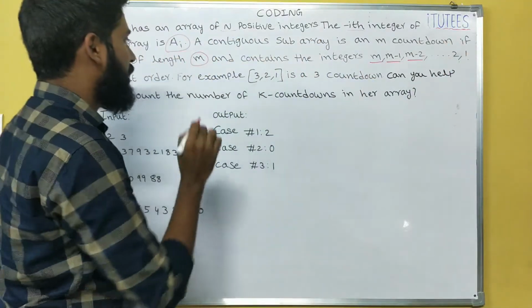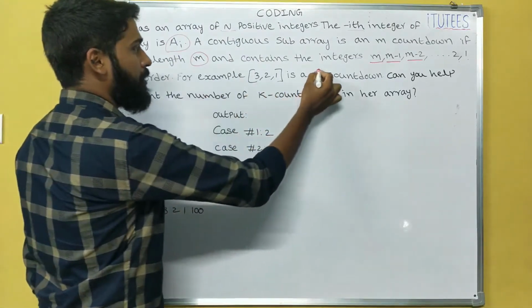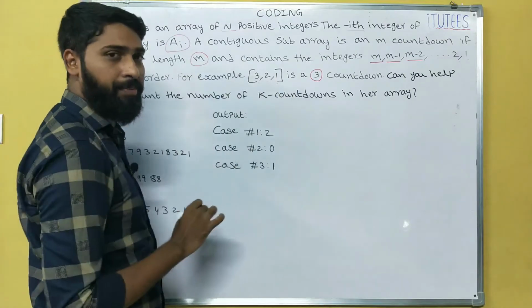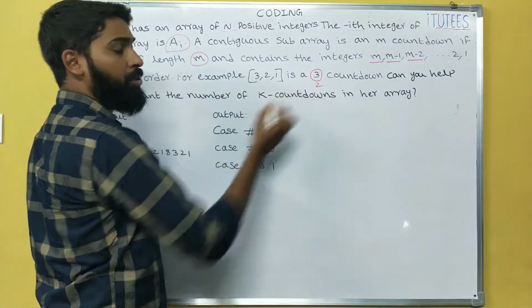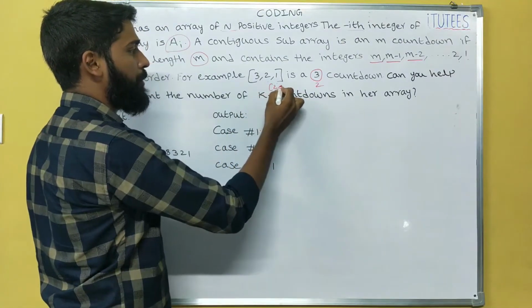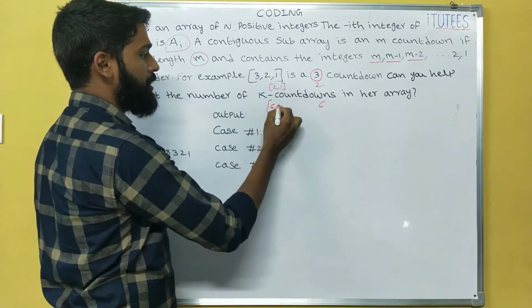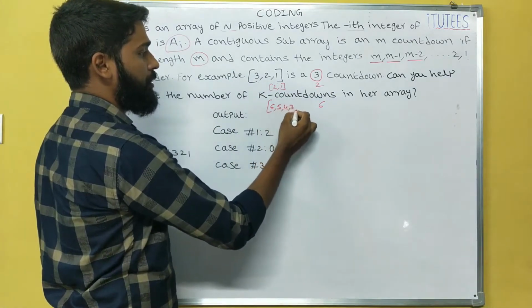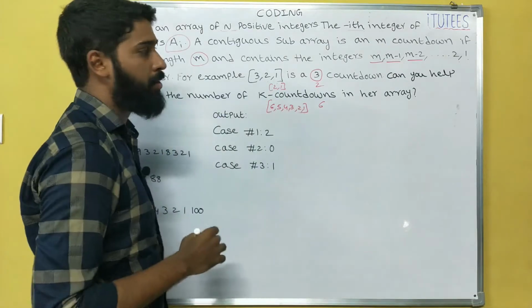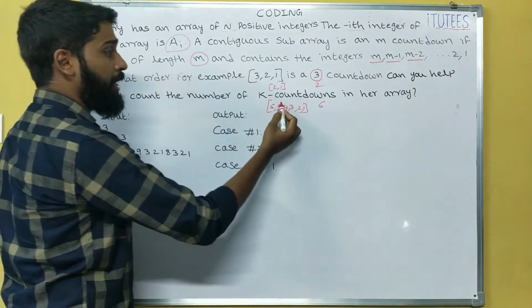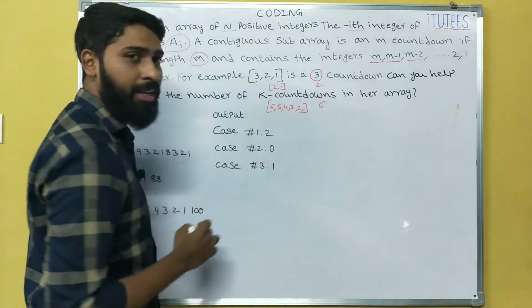So that means if m equals 3, the subarray is 3, 2, 1. If m equals 2, the subarray is 2, 1. If m is 6, the subarray is 6, 5, 4, 3, 2, 1. Okay, can you help Avery count the number of k-countdowns in her array?